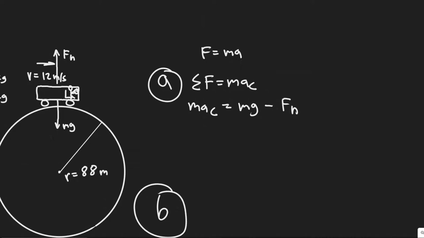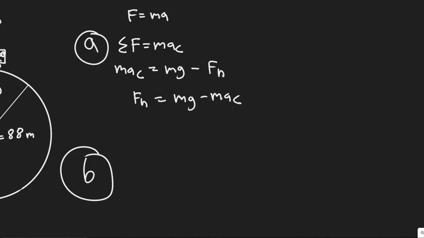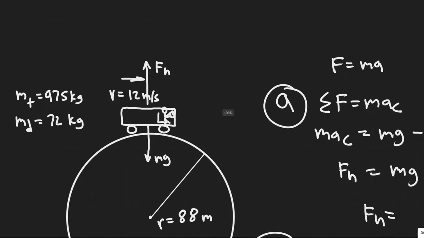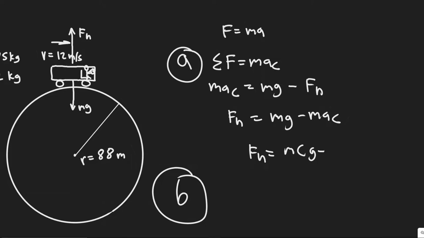And so if we want to solve for the normal force, which is what they're asking us for, what is the normal force exerted by the road on the car? All we have to do is solve for F sub n. So F sub n equals, I'm just moving it to the other side and then minusing mac. And you basically get this. So the normal force is equal to the mass of our object, in this case the car and the driver, so we have to combine their masses, which they give us. So I'm just going to factor out the m. So it's basically g minus a sub c.